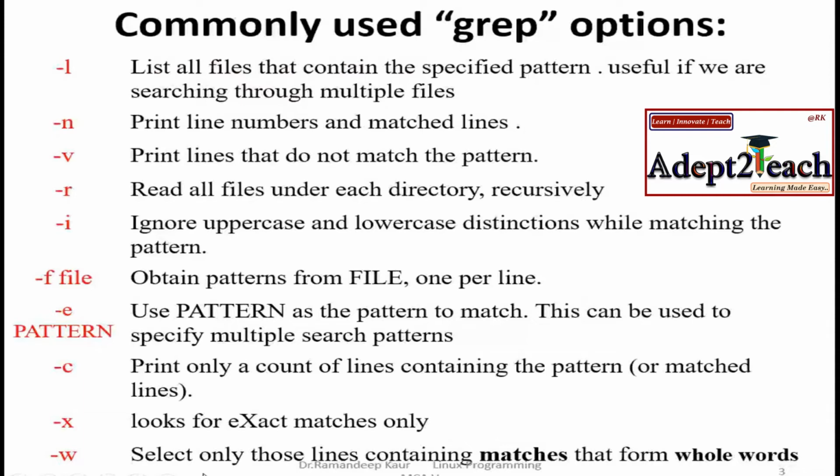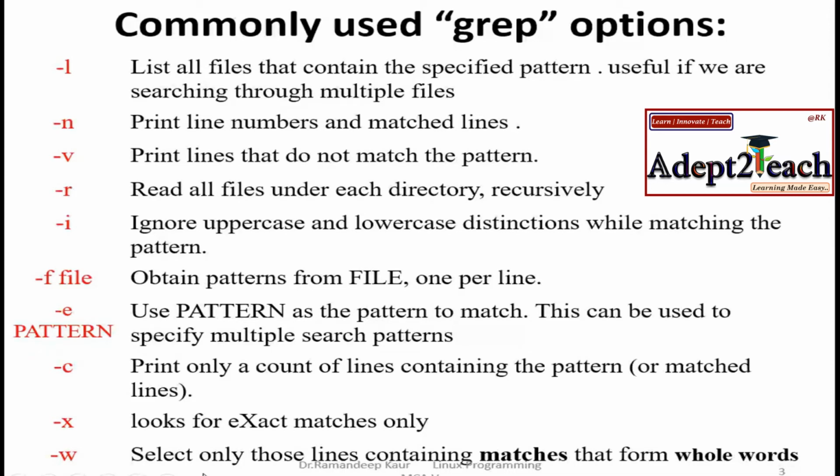Now, what are the different options that are there for the grep command? The first option is -l. That means it will list all the files that contain the matching pattern. So if I'm giving, let's say, 5 files, it will list only the names of those files in which the pattern matches. Let's say I have files f1 to f5, and I'm looking for the pattern limits. If in any of the files this pattern matches, it will return the names of those files on my screen.